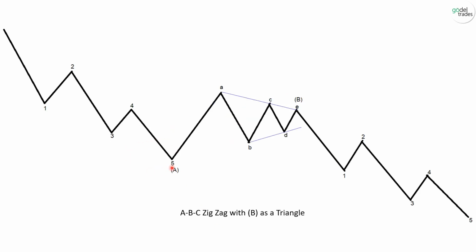Here's an example of a zigzag where your B wave trades as a triangle. So 1, 2, 3, 4, 5 makes A, B, C, D, E. That's your triangle within this B wave. Then you get the 5-wave move down to complete C.